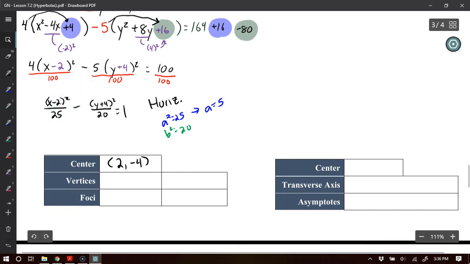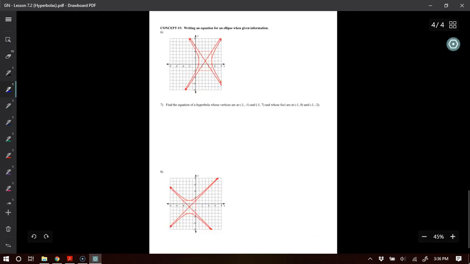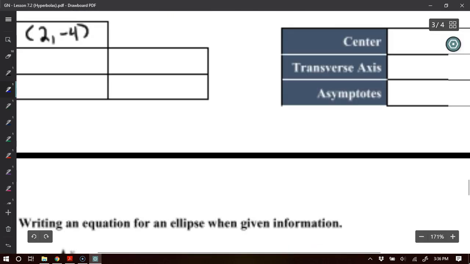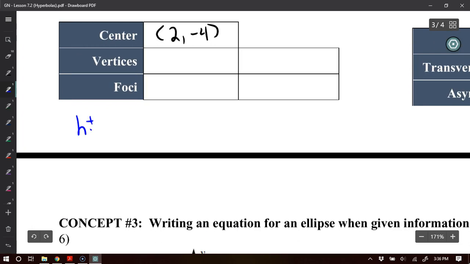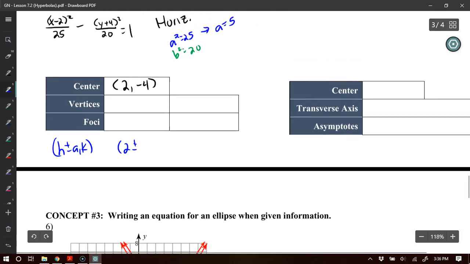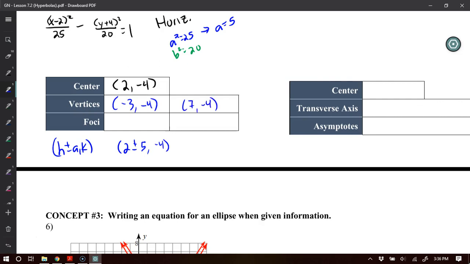And if I take a look at the rest, I want to see my vertices. The horizontal formula for vertices is h plus or minus a comma k. So that would be 2 plus or minus, in this case a is 5, comma negative 4. So 2 minus 5 is negative 3, negative 4. 2 plus 5 is 7, negative 4. So I can use my formulas for those.